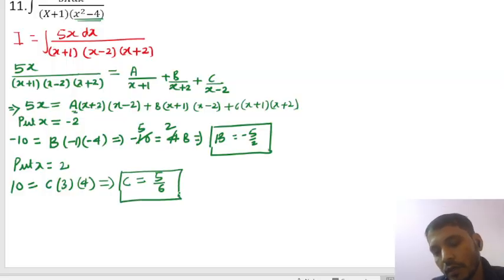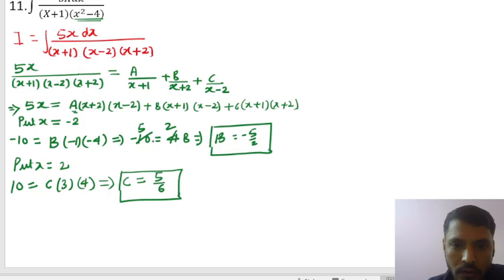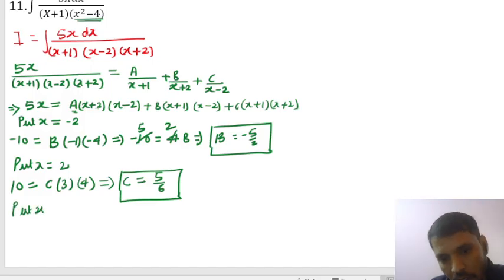Now we need to find out one more constant. For that we are going to substitute, put x is equal to minus 1 in the above equation. So this time b will become 0 as well as c will become 0. So only the remaining term will be a.